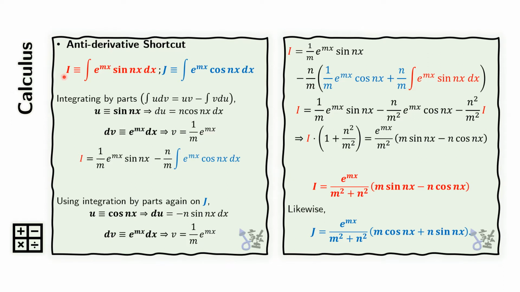Here we will derive the formula for this integral, and related to this integral is this integral here. We notice that the only difference between I and J is that here we have a sine function and here we have a cosine function. Here we have an exponential function and here we also have an exponential function. So let us start with I.